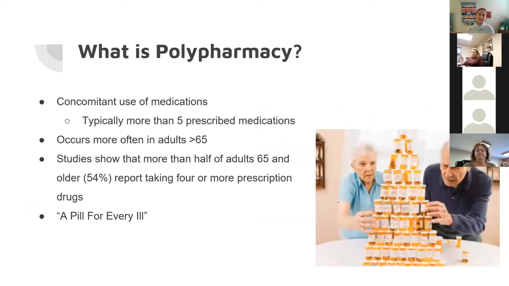Okay, so what is polypharmacy? Polypharmacy can be defined as taking multiple medications, and a lot of times this is defined as taking 5 or more prescribed medications. A lot of times we see this in adults over the age of 65 because they are dealing with multiple comorbidities. And studies show that more than half of the adults over the age of 65 take more than 4 prescription medications. This can be seen as a pill for every ill. So we're not feeling well, we take a pill for that. We start having another issue, we take a pill for that. So we need to be very careful when we are taking these medications, and we need to have an understanding of why we are taking them and how they are helping us.